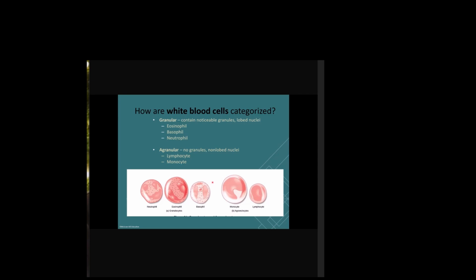You could categorize them based on the nature of their nuclei or whether they have granules in them. Just factoring in whether they have granules or don't. You see these ones here, they have little granules in them. These ones here do not have granules. Granular examples would be the eosinophils, the basophils, and the neutrophils. Meanwhile, those that do not have granules, the agranulocytes, are the lymphocytes and the monocytes.